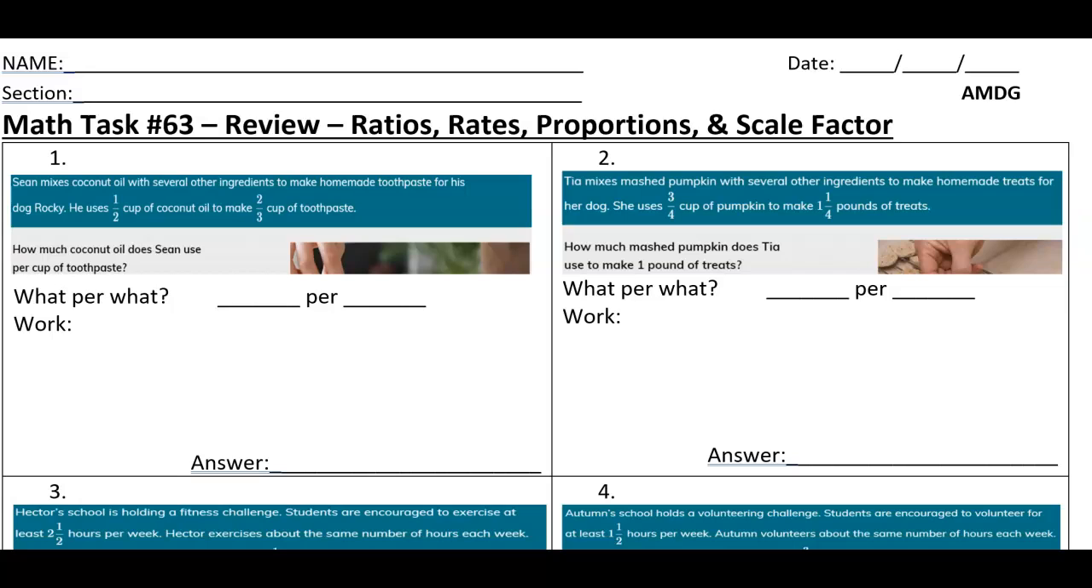So problem number one, Sean mixes coconut oil with several other ingredients to make homemade toothpaste for his dog, Rocky. He uses 1/2 cup of coconut oil to make 2/3 cups of toothpaste. How much coconut oil does Sean use per cup of toothpaste? So he's comparing the oil per cup of toothpaste, right? And that's going to tell you the order in which you need to divide.